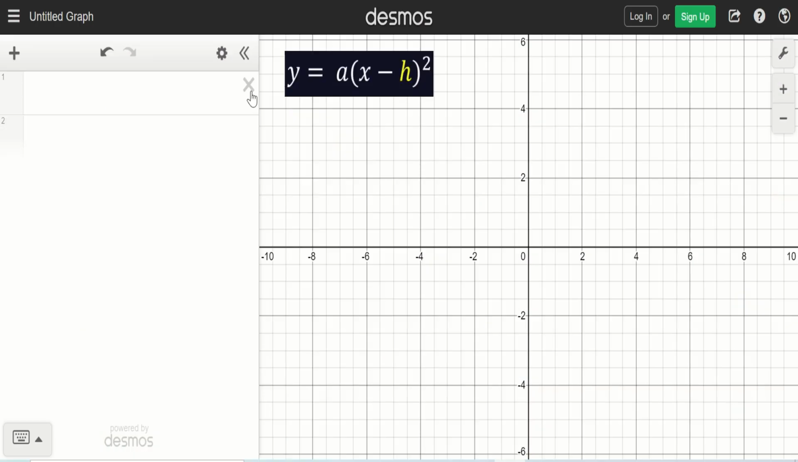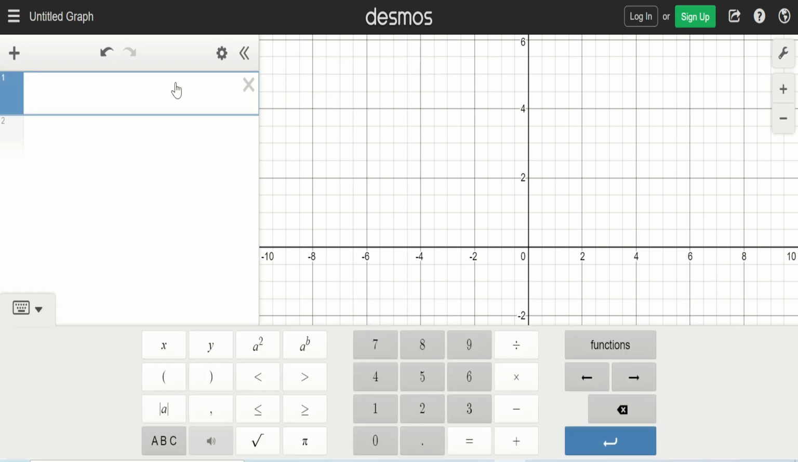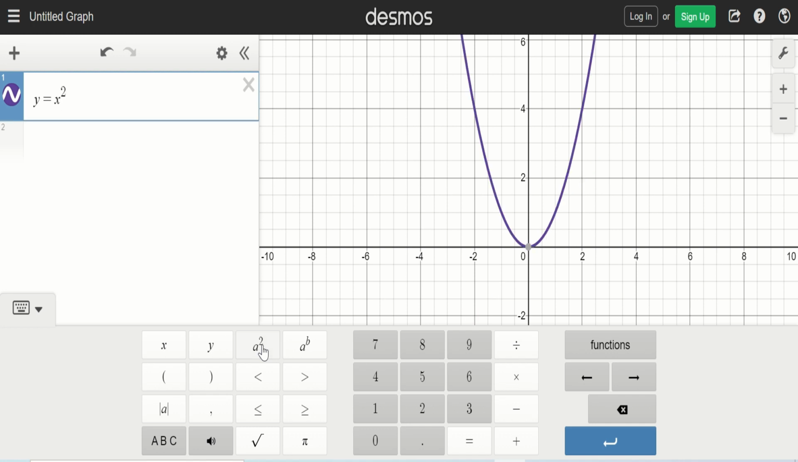Now, let's see the graph of y is equal to a times the square of x minus h. Let's observe what will happen to the graph if the value of h changes. Again, I will be using our parent graph y is equal to x squared for us to easily observe what happens to our graph every time h changes.